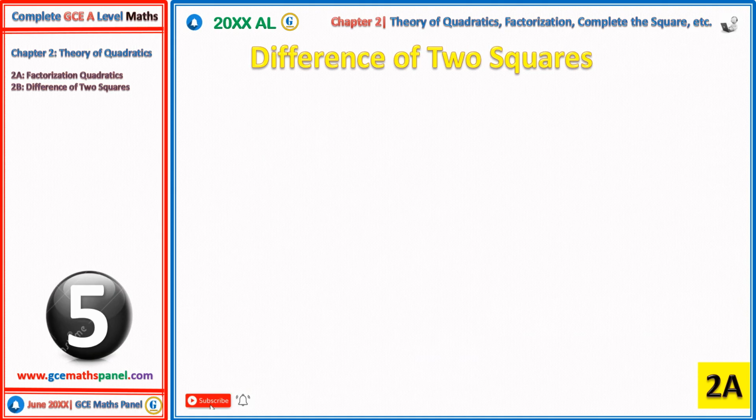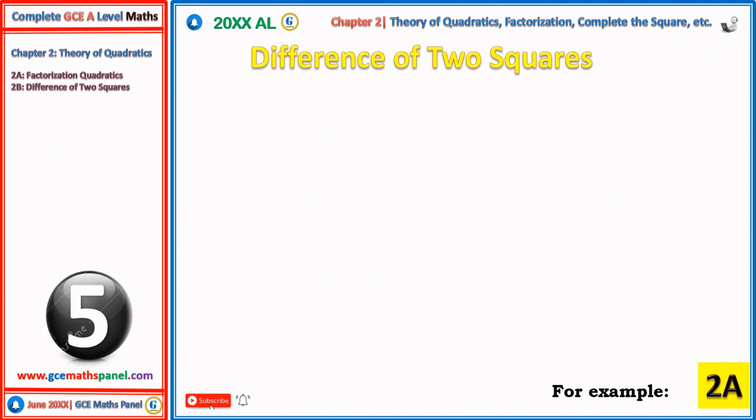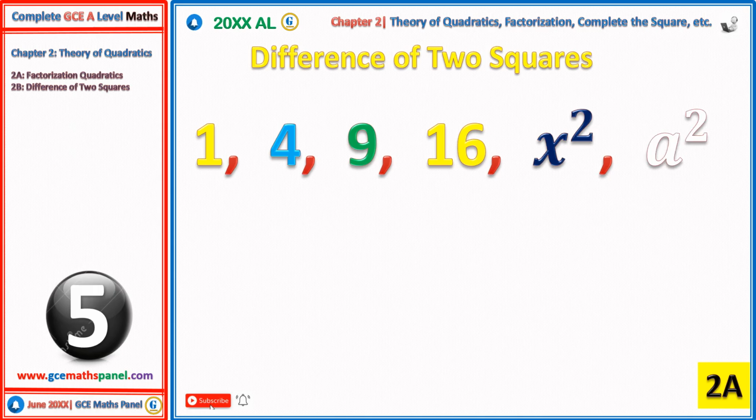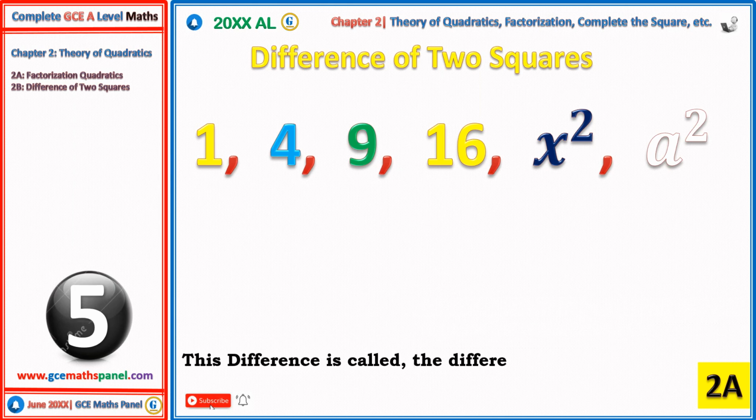For the difference of two squares, these are special types of quadratics in which we have a square minus a square. Note that when you multiply a number by itself, you get a square number. For example, 1 times 1 is 1, 2 times 2 is 4, 3 times 3 is 9, x times x is x squared, and a times a is a squared. And when you subtract a square from another square, it gives you a difference. This is the difference which we term the difference of two squares.